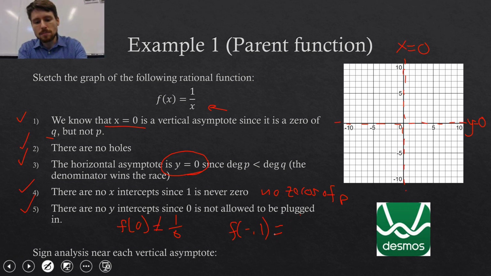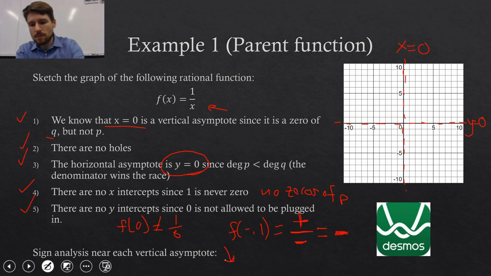Well, the sign of the top is positive because 1 is positive. The sign of the bottom is negative. Why is the bottom negative? Well, it's 1 over negative 0.1. Negative 0.1 is a negative number, so we have negative on the bottom. So the result of this, a positive number divided by a negative number, is a negative number. And so what that tells us is that it's going down to negative infinity to the left of 0.